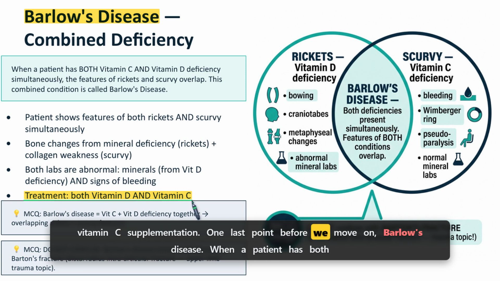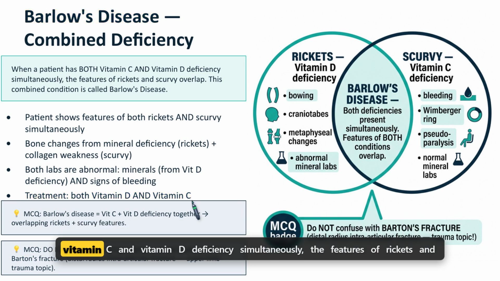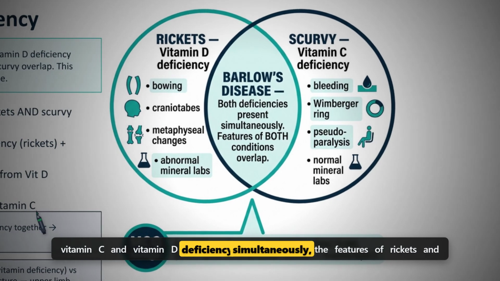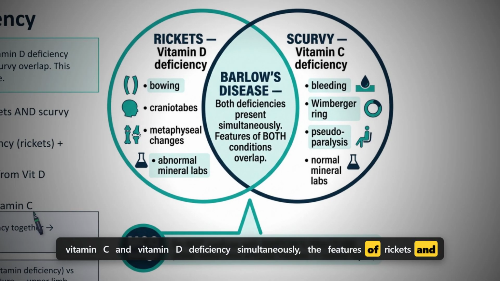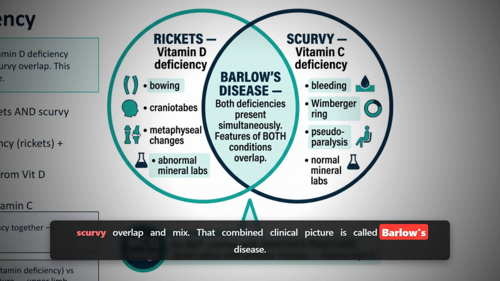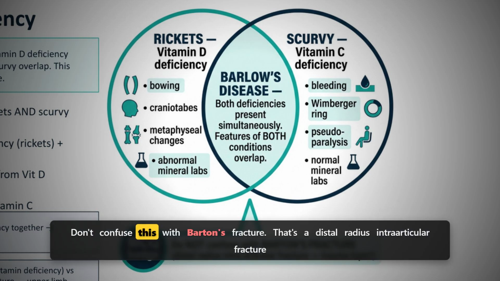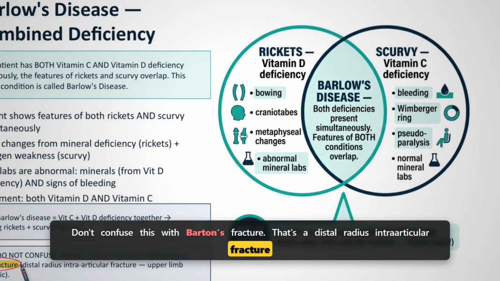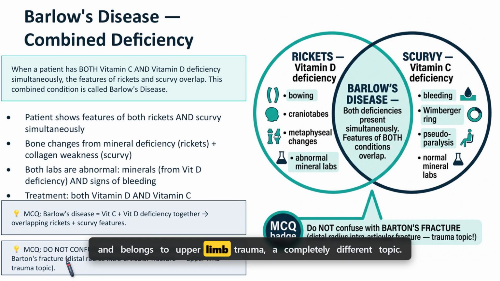One last point before we move on: Barlow's disease. When a patient has both vitamin C and vitamin D deficiency simultaneously, the features of rickets and scurvy overlap and mix. That combined clinical picture is called Barlow's disease. Don't confuse this with Barton's fracture. That's a distal radius intra-articular fracture and belongs to upper limb trauma, a completely different topic.